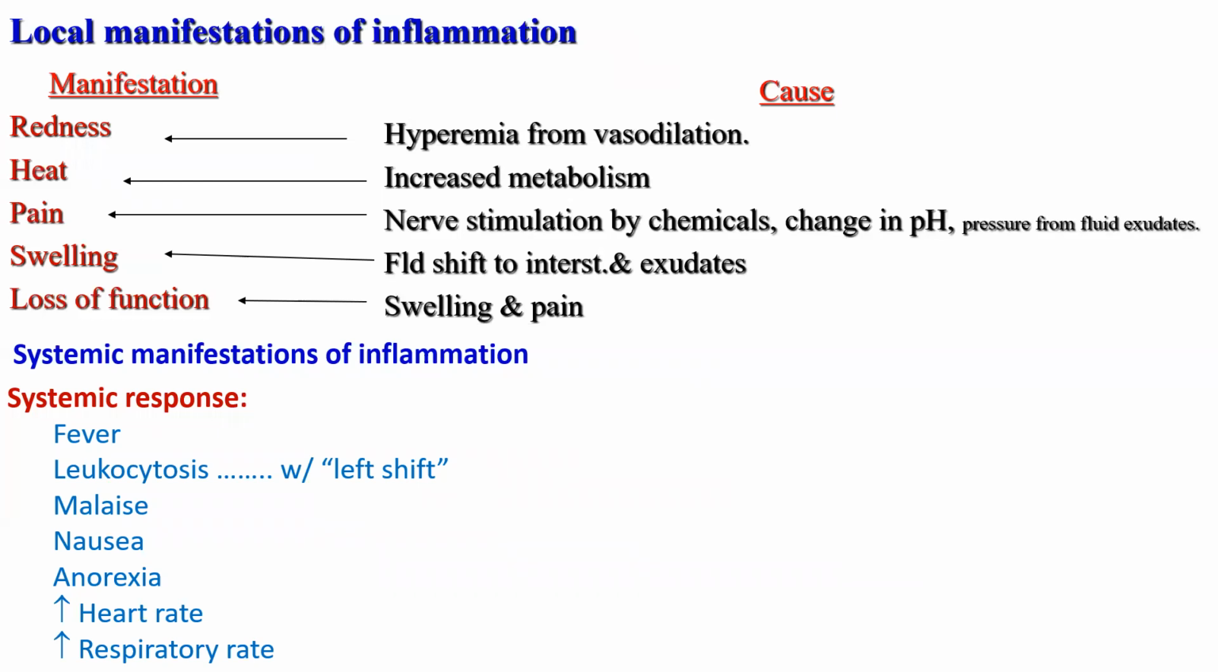There are some functions of the transudates and exudates. They will dilute the toxins from dead cells. They will also prevent additional injury because of pain, a limited use due to pain. They will prevent additional injury.